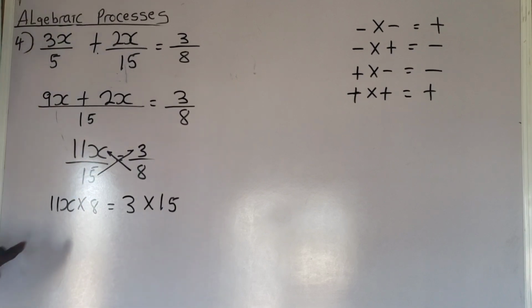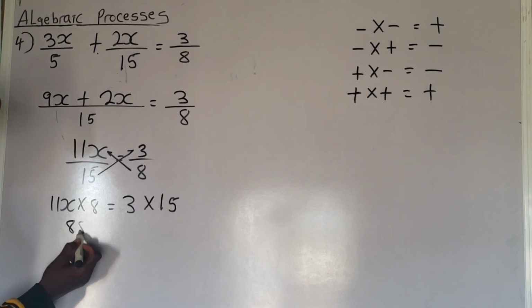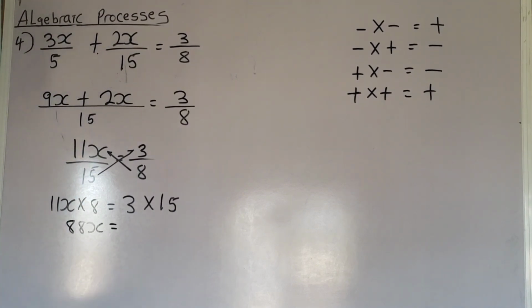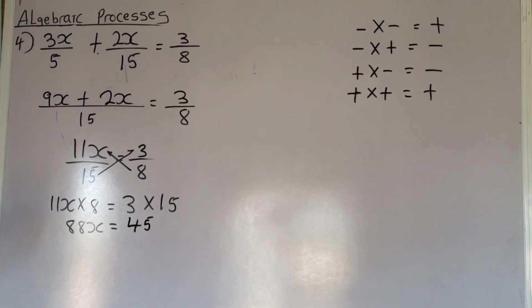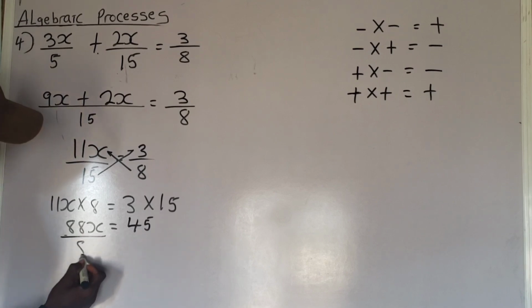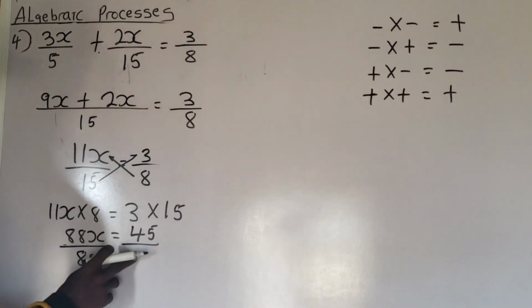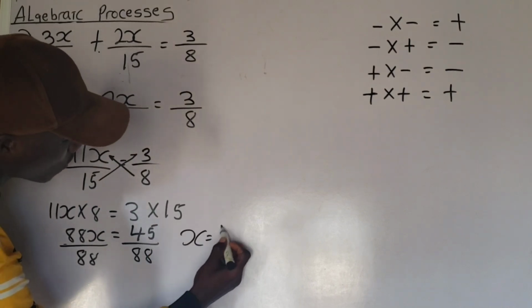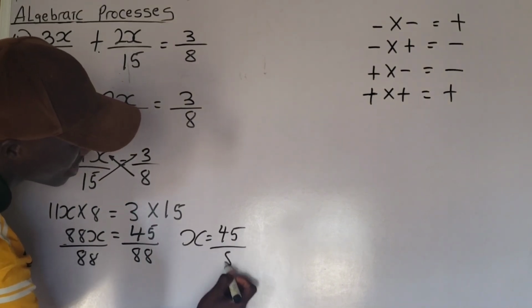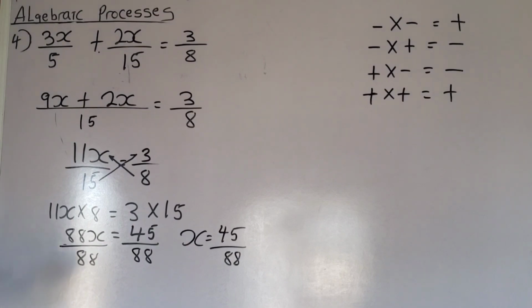Okay, 11x multiplied by 8 is 88x, and 3 multiplied by 15 is 45. Don't forget that the aim is to determine the value of x. So I'm going to divide both sides by 88. So I'm going to have x is equals to 45 over 88. Do you understand? That is the value of x.